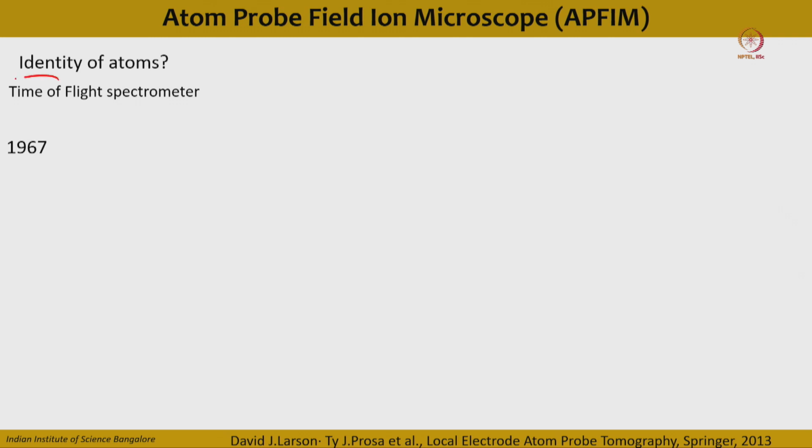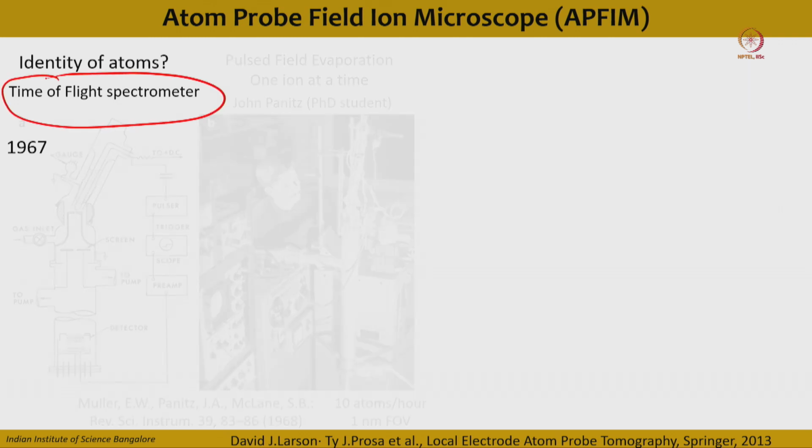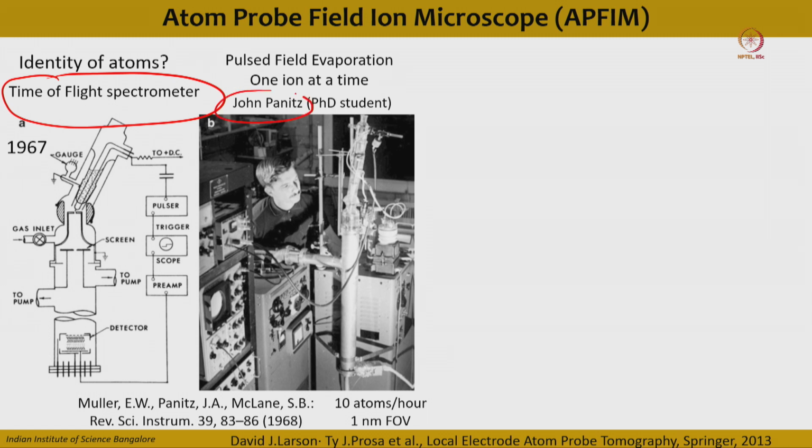So in 1967, Mueller's student John Panitz, a PhD student, attached a time of flight spectrometer, correct? He attached a time of flight spectrometer to the field ion microscope, and with this time of flight spectrometer he identified the nature of that particular atom. Fine. What is a time of flight spectrometer? It is related to the time of flight of the ions which are traveling from the tip to the fluorescent screen.